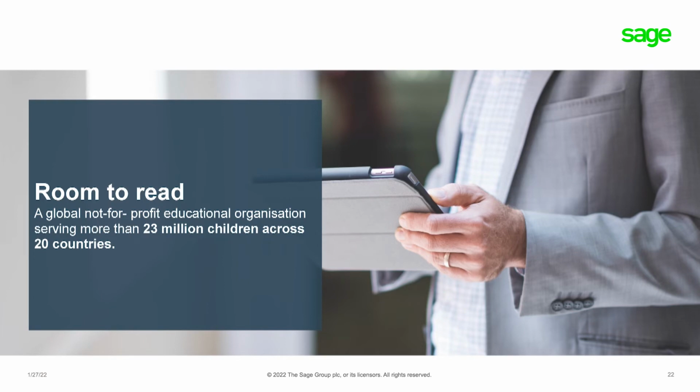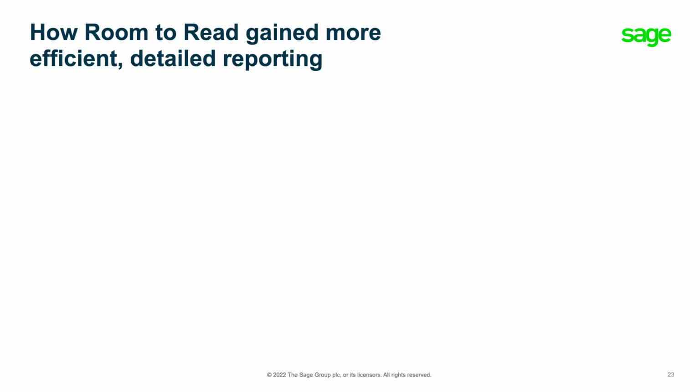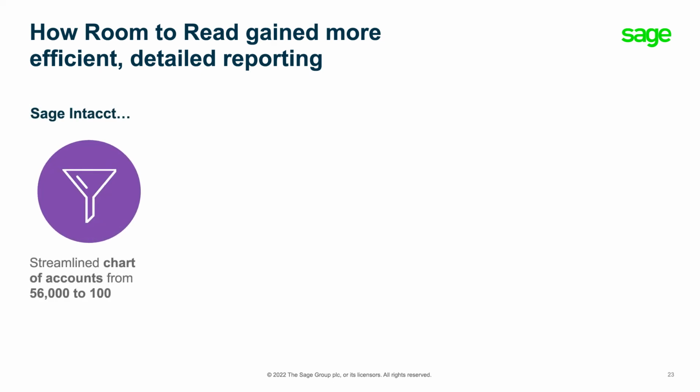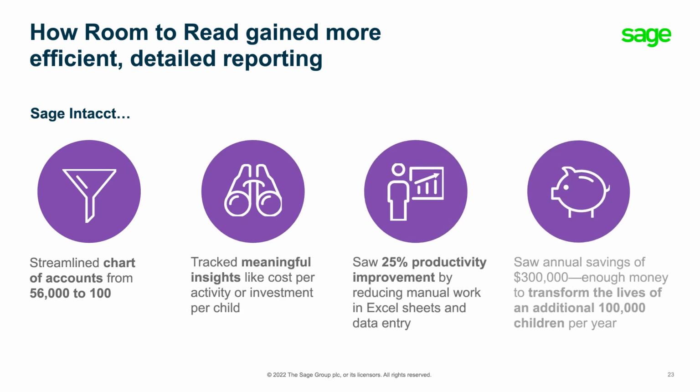Now let's take a look at how one Sage Intacct customer leverages reports. Room to Read is an international non-profit organization that has improved literacy and girls' education across 20,000 communities around the world. By leveraging Sage Intacct's dimension capabilities, Room to Read dramatically streamlined a chart of accounts from 56,000 to just 100 accounts, and can now tag transactions with details such as specific programs and locations. This enables the organization to easily filter, group, and organize financial and operational data for more efficient, detailed reporting.